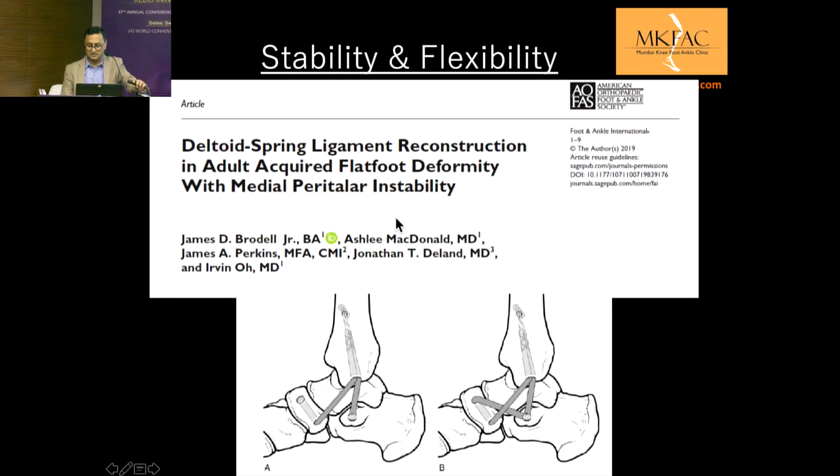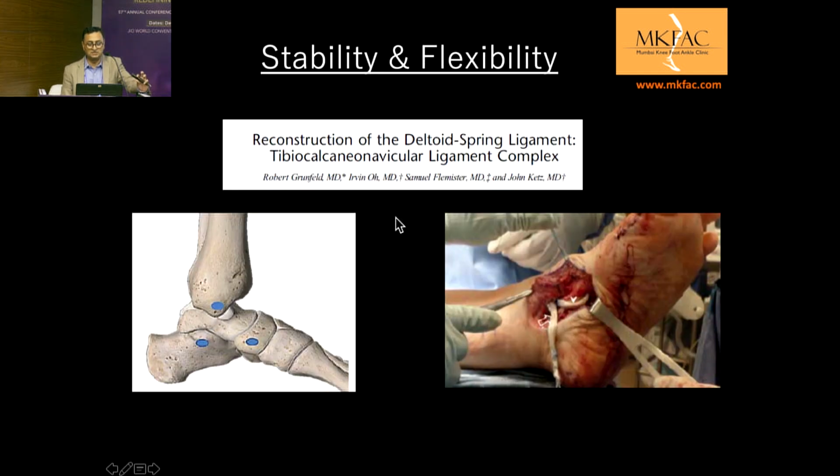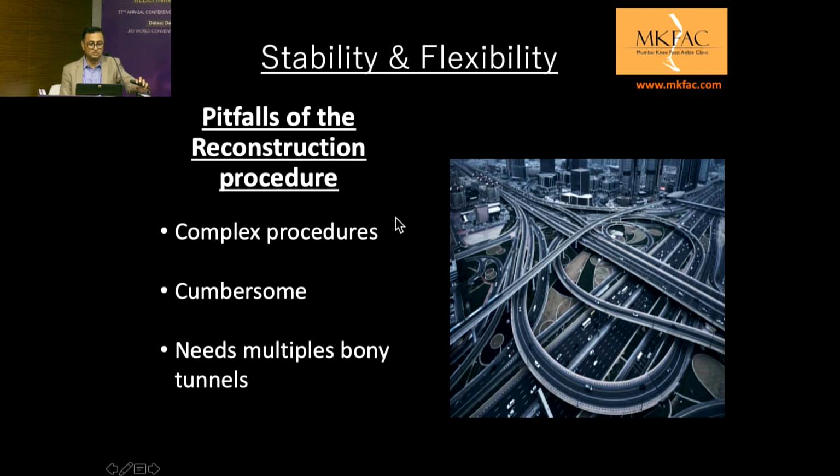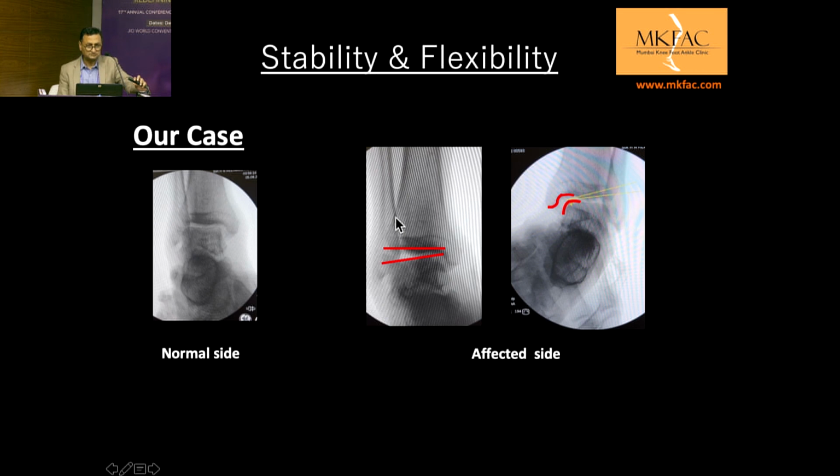Now, looking at the literature on what happens if you have a deltoid instability or a spring ligament injury, there is a lot of literature, but usually in flat foot, and you have to see that multiple bone tunnels have been used, and multiple allografts or autografts need to be used. So these are complex, cumbersome procedures and need multiple bony tunnels. So, coming back to my case, he is a young chap with this instability. What do we do?